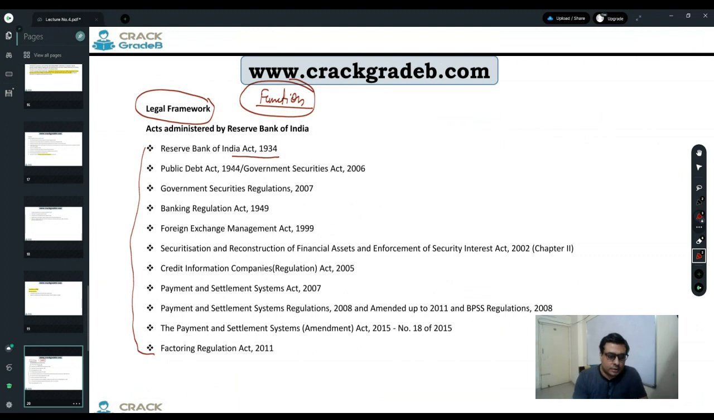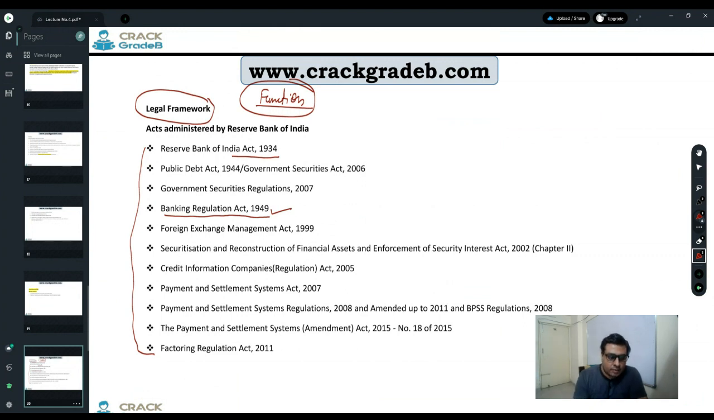Apart from that, the second most important is the Banking Regulation Act. Under this act, the regulatory power RBI has over banks and financial institutions comes from it, and wherever required, it is amended from time to time to provide more statutory power to the Reserve Bank of India to overcome any difficulty it faces with respect to the regulation of banks and their businesses.